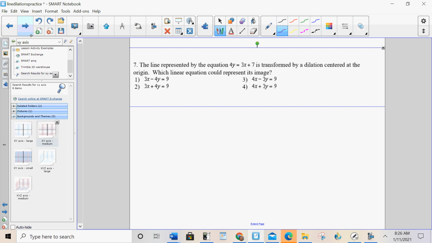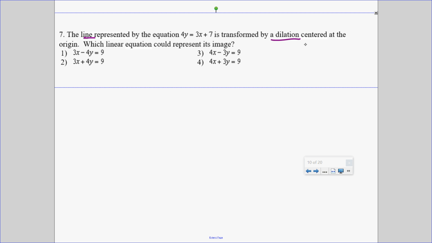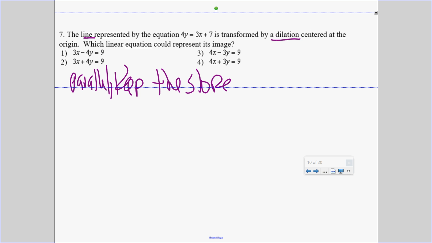Number 7 is the same type of thing. The line represented by the equation blah blah blah is transformed with a dilation. Line dilation, parallel, keep the slope. I know that the answer must have the same slope as the original line.